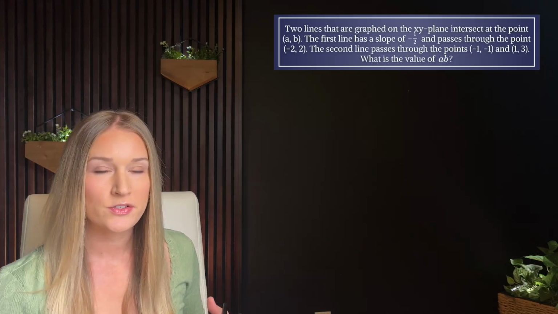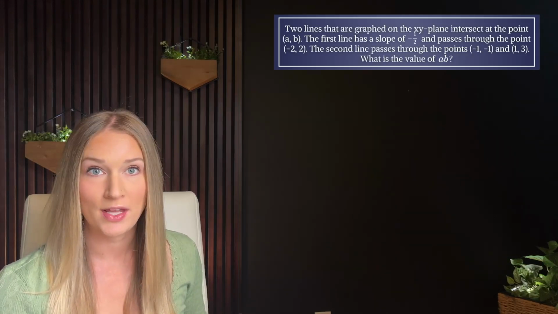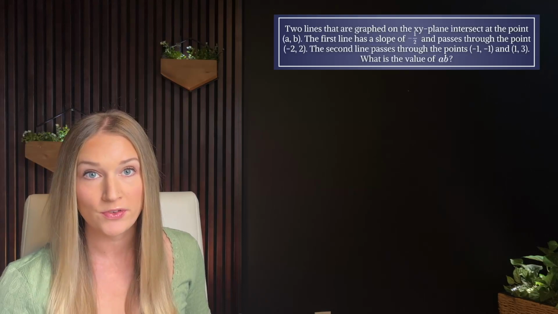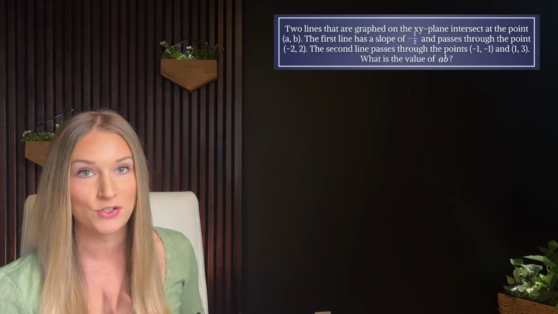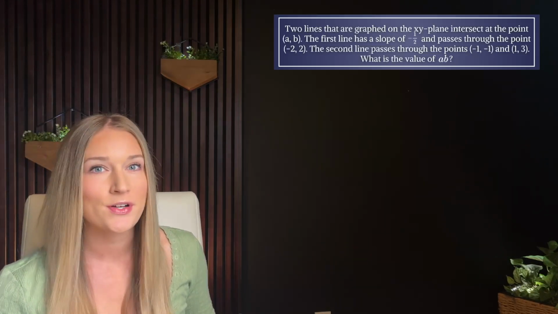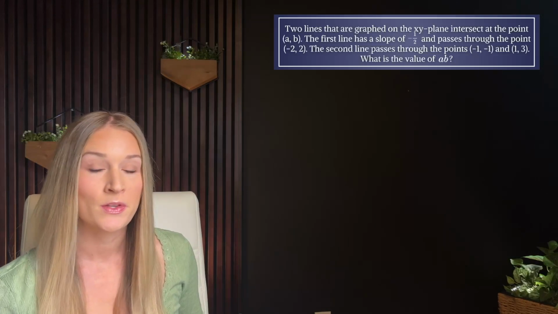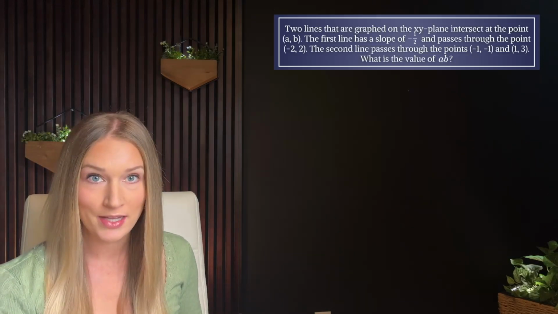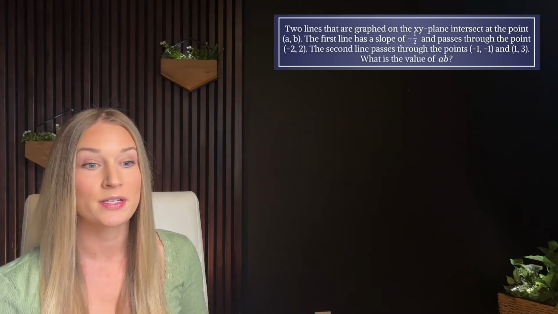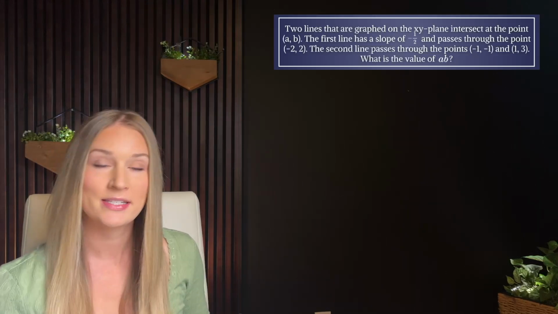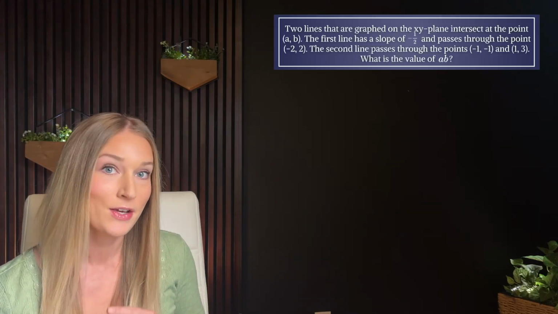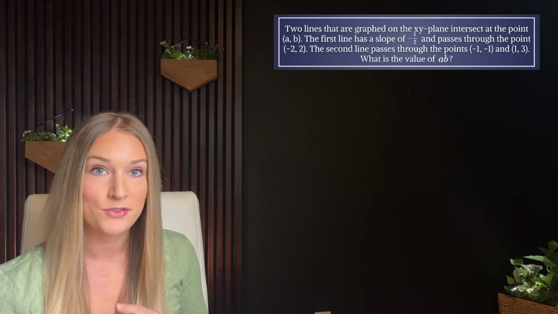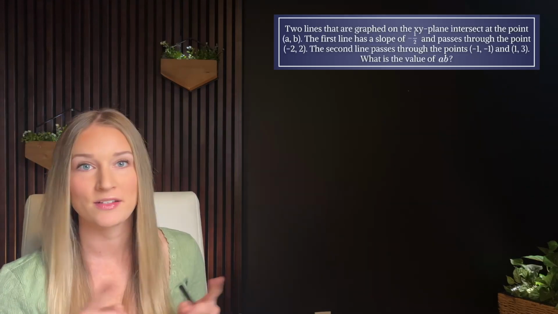So what I'm going to do is write the equation of each line. They give me the slope and a point for the first one, and then the second one they give me 2 points. Both of those are enough information to write an equation. So I'm going to write the equation of each line, and then I'm going to solve the systems of equations to see where those two lines intersect. Once I find that point where they intersect, I'll know A, I'll know B, and I can find the product.